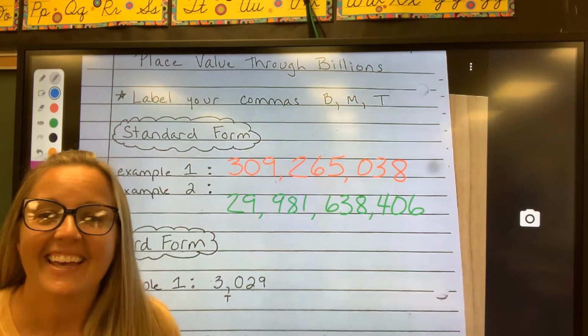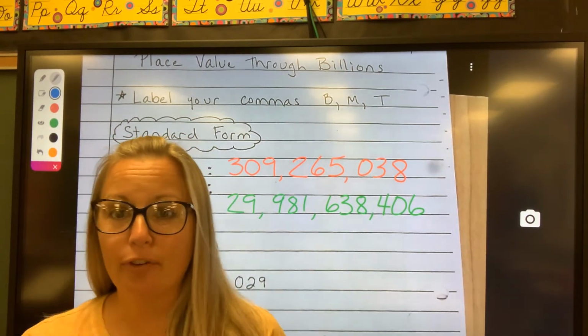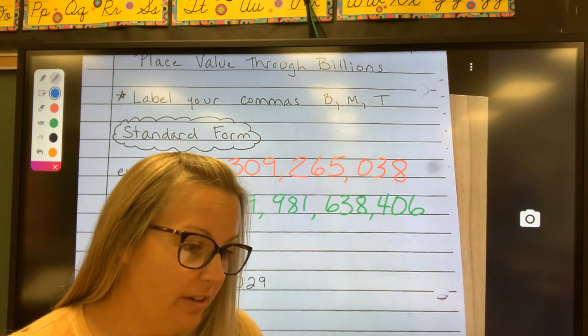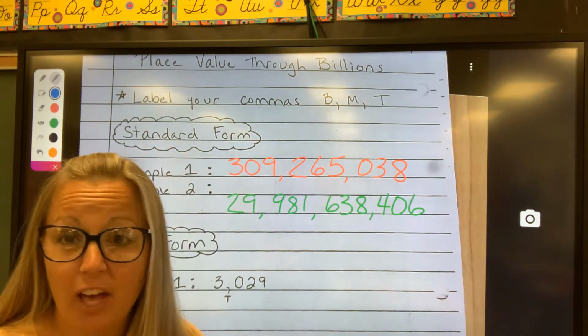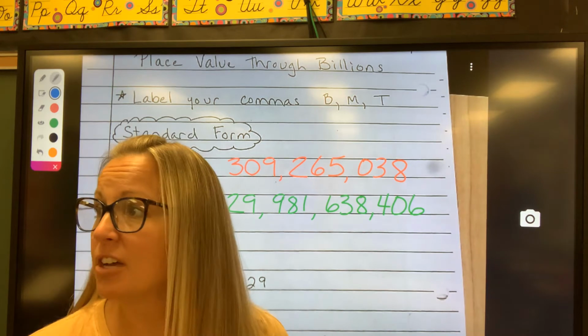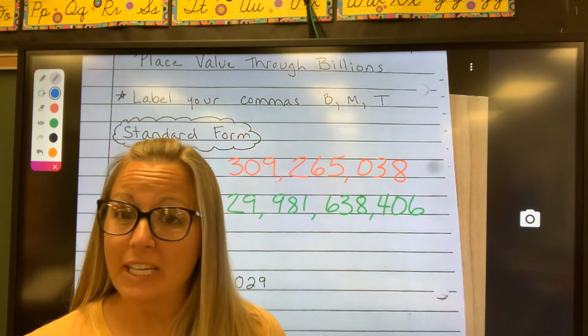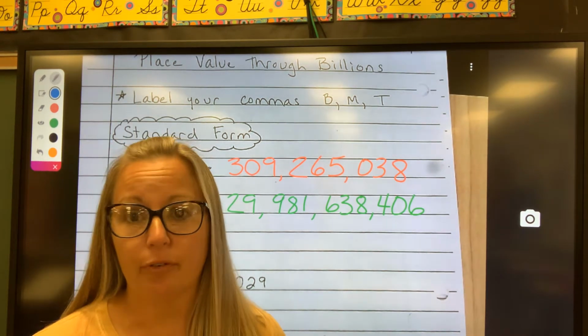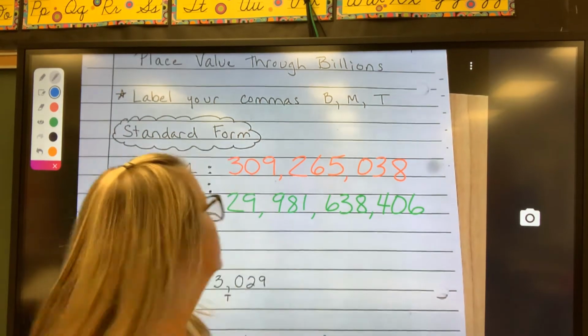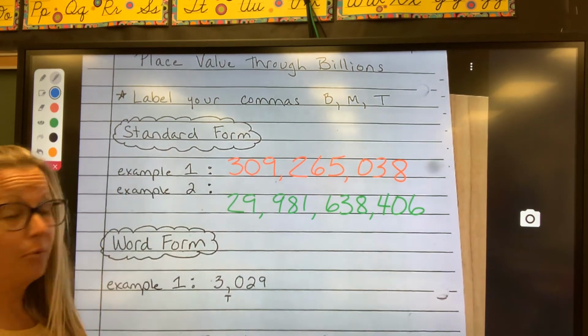Hey guys, this video goes right along with your notebook if you're following along. It is lesson number 1, page 1, and it is place value through the billions. Last time I taught you how to just read the numbers aloud, but we need to know the different forms of the numbers. So we have standard form. We're going to start with that.